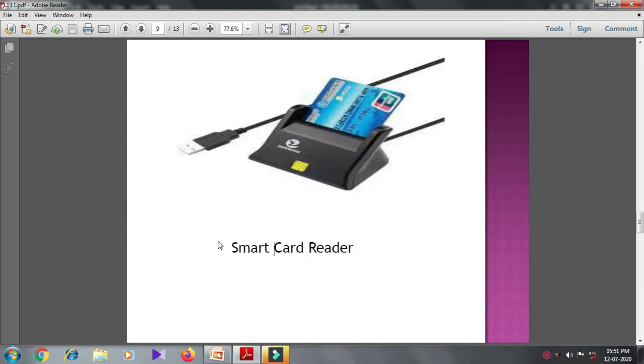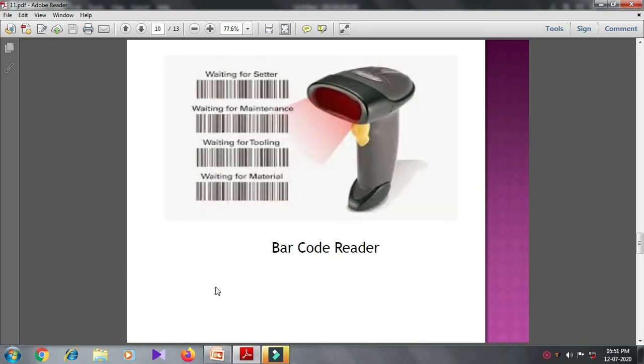Next, smart card reader. Smart cards are used as ATM cards, ID cards, credit and debit cards. They are used in banking, medical and in big companies and organizations for strong security authentication.